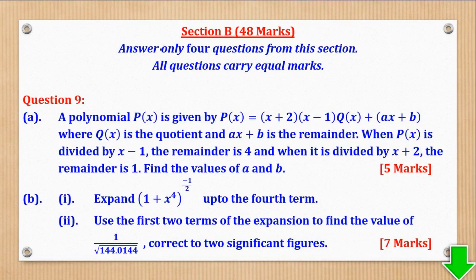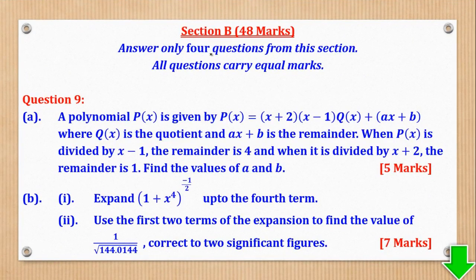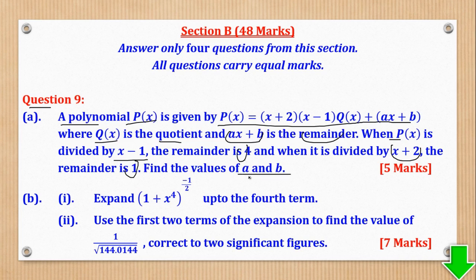So now we shall go to section B. Section B, you are supposed to answer 4 questions, but because this is a revision, you shall answer all. So question 9 says, part A, a polynomial px is given by this expression, where qx is the quotient, ax plus b is the remainder. When px is divided by x minus 1, the remainder is 4. When it is divided by x plus 2, the remainder is 1. Find the values of a and b. That was part A. I think let's start with part A.